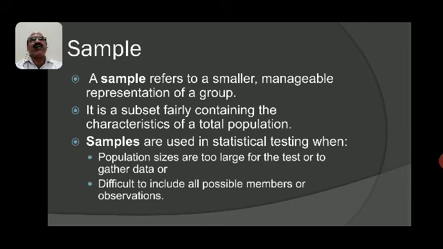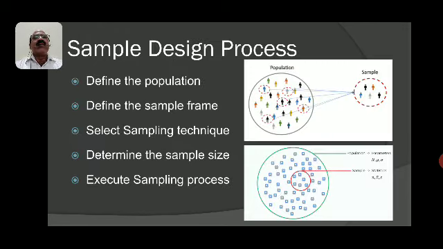appropriate result. So in that, the processes are, you have to define the population. As I said, suppose it is population characteristics of Arunachal Pradesh, then the whole population of Arunachal Pradesh is your total population, statistically defined population. Define the sample frame, then select the sampling technique, determine the sample size, then execute the sample process.